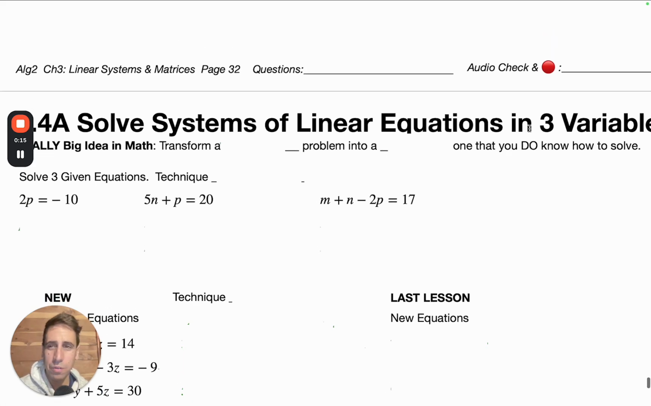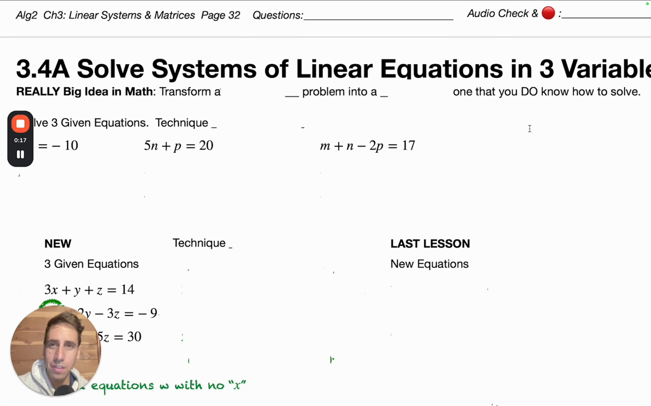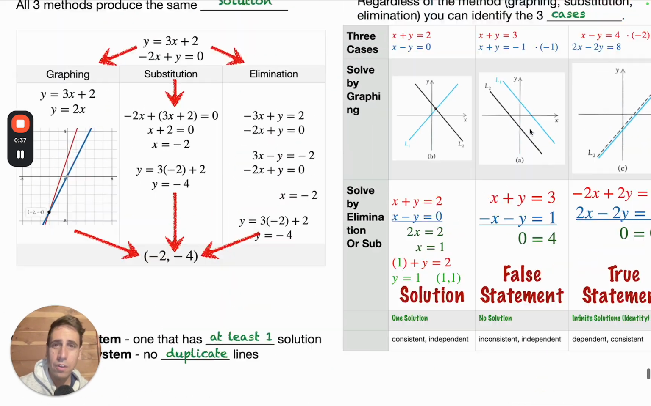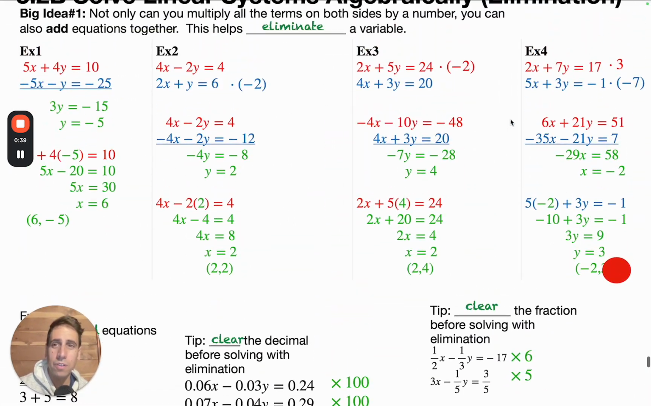And I just want to say real quick, there's a really big idea in math, and that is if you come up against a problem that's really difficult or new or strange, transform a difficult problem into a simpler one that you do know how to solve. And it's going to come up kind of big here because that's what we did before. We took two equations and two unknowns and turned it into one equation with one unknown, and that's what we solved. And we used that result to go back to the original.